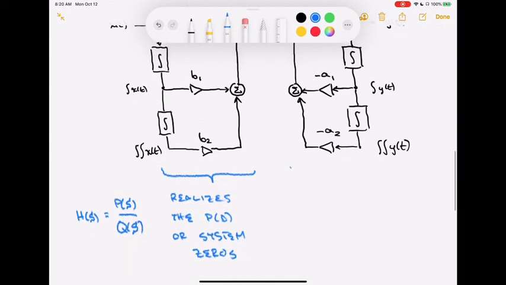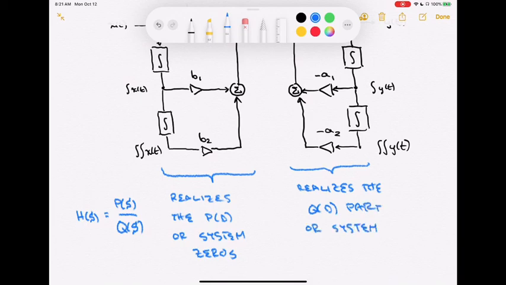The second part of this guy right here realizes the QD part, or the system poles, right? It's all of those coefficients, A1, A2, all the way out to however high order system it is. It's all that stuff that makes up the Q. And I know that the Q, if I look back at my expression for H of S, Q of S is the thing in the denominator. So if you found a root of that denominator, you would get 0 in the denominator, and that would make everything blow up to infinity.